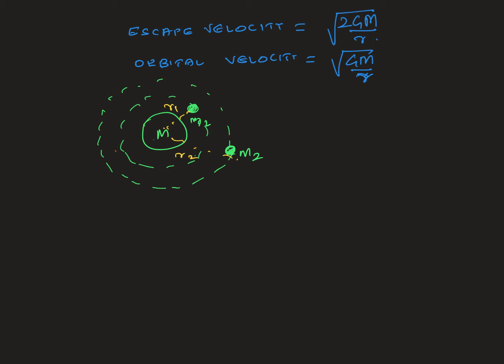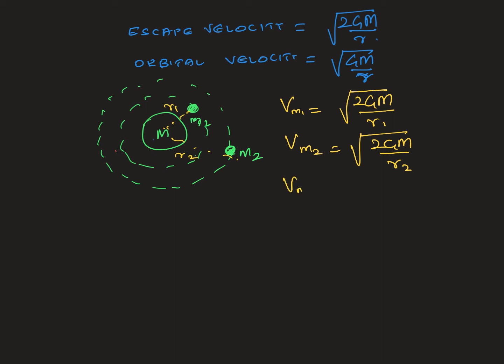So the escape velocity for M1 is the square root of 2GM over R1, and the escape velocity for M2 is the square root of 2GM over R2. What we know from here is that R2 is greater than R1. So that means V for M2 must be less than V for M1. So if the object is at a further distance, the escape velocity is less than the escape velocity of an object in an orbit below it.